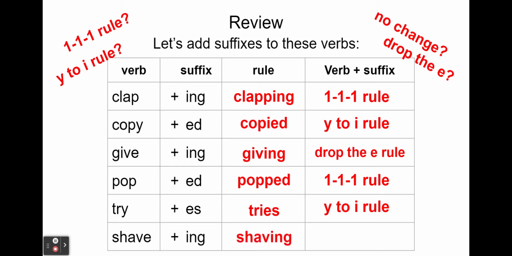And one last one, shave to shaving. Here's the spelling of shaving. What rule did we use? Look at the root word. Look at the word shaving with that suffix added to it. Right on, drop the E. Nicely done, scholars. Whoop whoop for you.